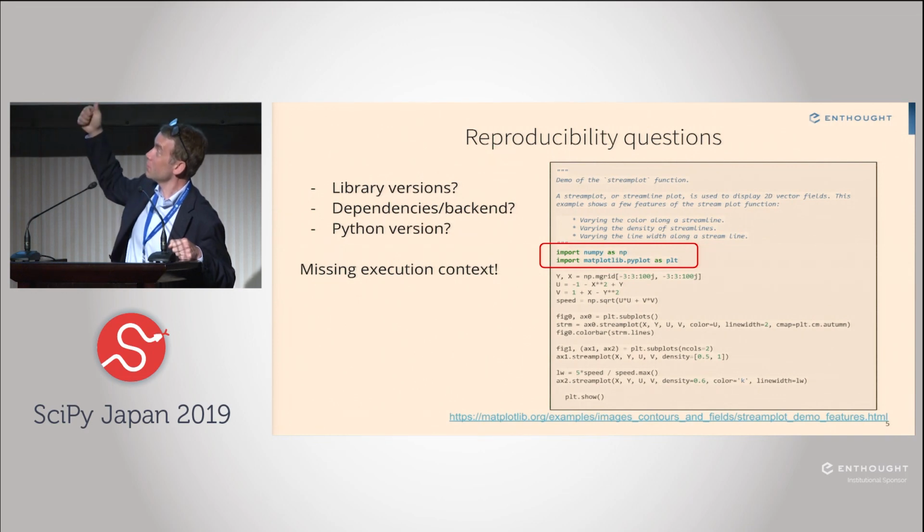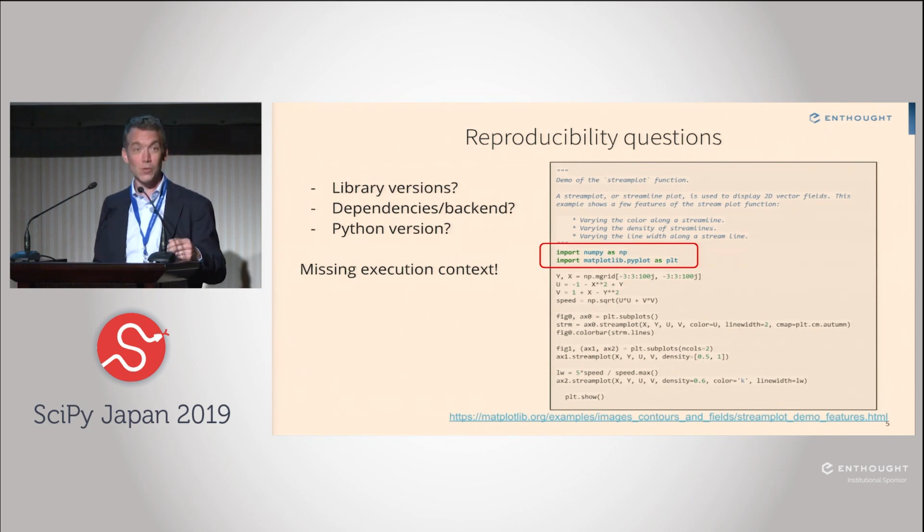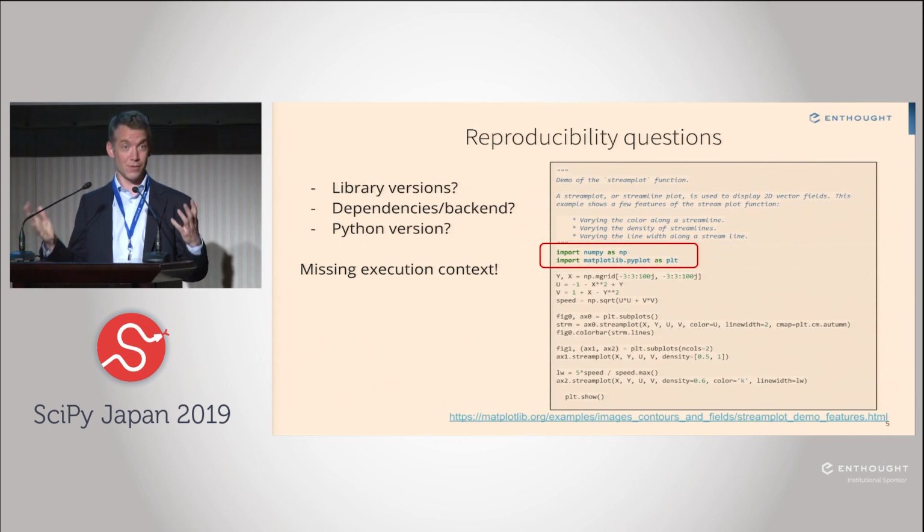So we don't know which library versions. We don't know which dependencies are behind them, so the dependencies of those libraries. And finally, we don't even know which Python version. Reading that code, you don't know if it's Python 2 or Python 3. You might guess that from the syntax, but even in this code, it might not be trivial. So we're basically lacking the execution context. We have no way of knowing how to make that work. So that's a starting point.